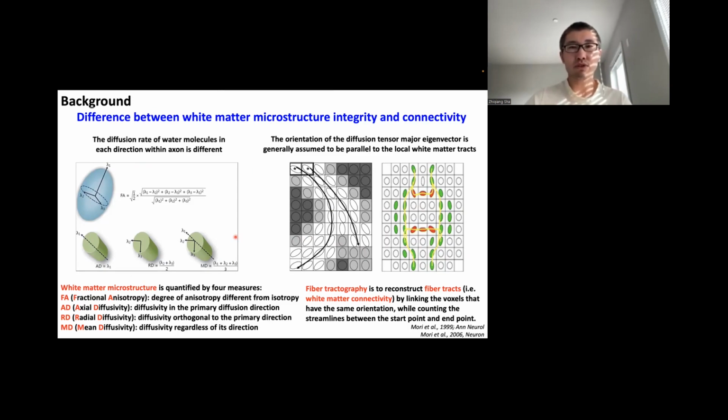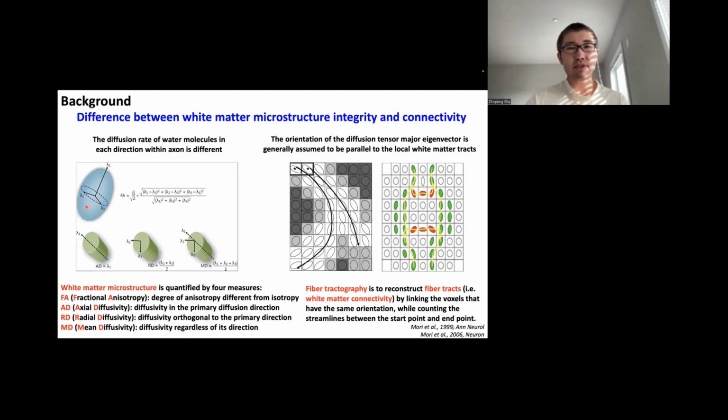I think the most important background knowledge is that the diffusion rate of the water molecules in each direction within the axon is different. Based on this basic principle, DTI can model the diffusion of water molecules in 3 directions, including lambda 1, lambda 2, and lambda 3. FA represents the degree of anisotropy different from isotropy, and AD represents the diffusivity in the primary diffusion direction, and RD represents the diffusivity independent of the primary direction, that is lambda 2 and lambda 3.